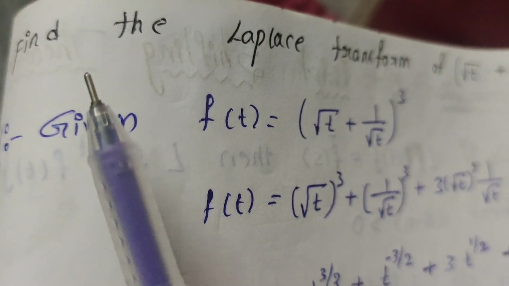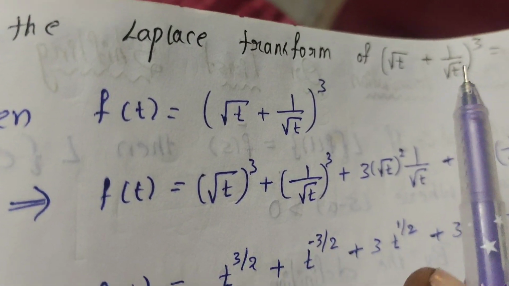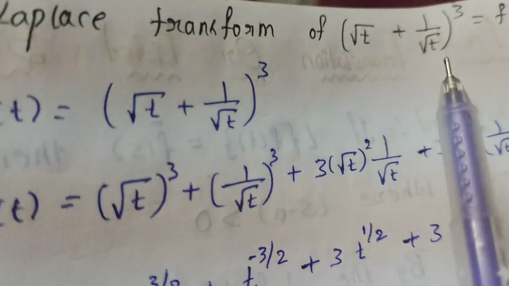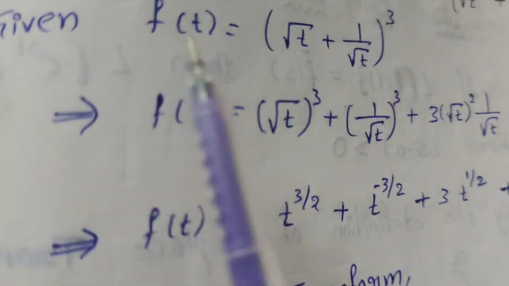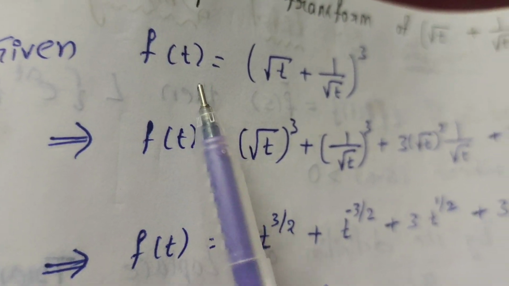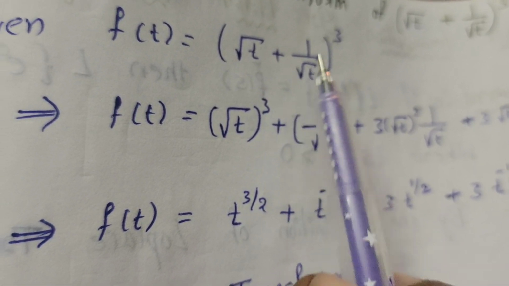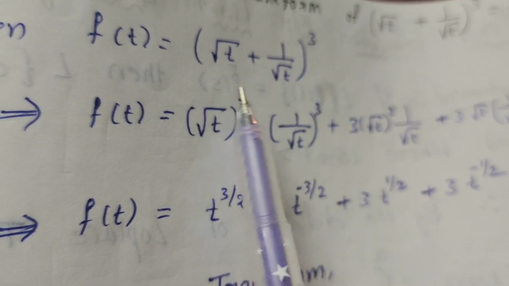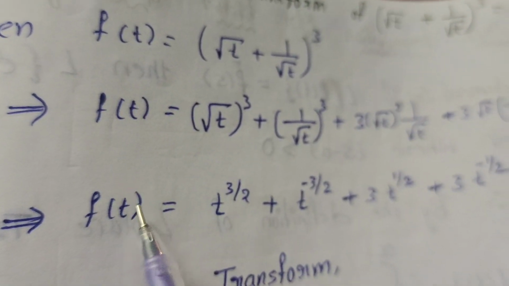Today we are going to discuss how to find the Laplace transform of (√t + 1/√t)³ equals f of t. First of all, write the given function: f(t) = (√t + 1/√t)³. Now find the Laplace transform of this given function.